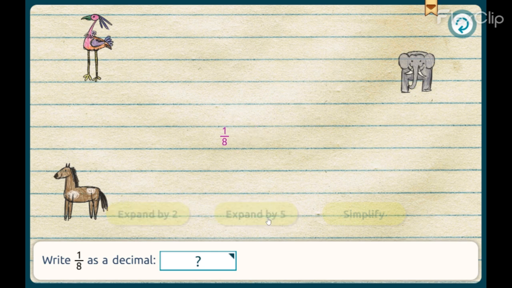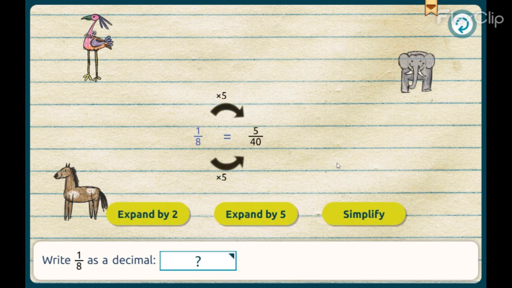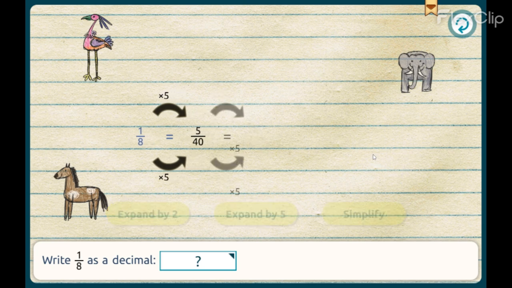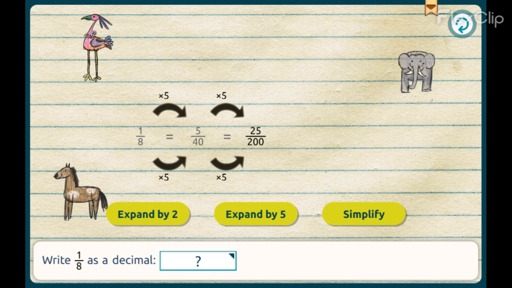Well, we got 5/40, right? 5/40. But we can keep on expanding. Let's do it again. 40 multiplied by 5 will get us to 200. 25 out of 200. 25/200. We're getting very close to the end. You know why? Because 1000 is a possibility and it's a friend of tens, right?